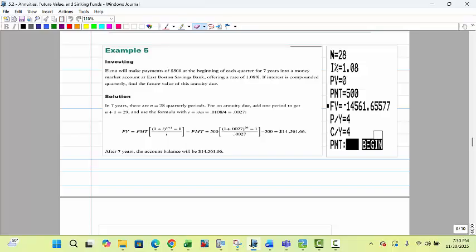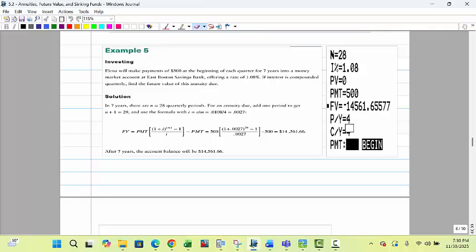In the TVM solver, you don't subtract off a payment, you don't do anything. What makes it do the correct calculation, down here on the last line, you choose begin instead of end. When it's an ordinary annuity, you choose end. When it's an annuity due, you choose begin. So you leave N at 28, your interest rate 1.08, put in the payment, which is 500, there's the future value, and it's 4 times a year.